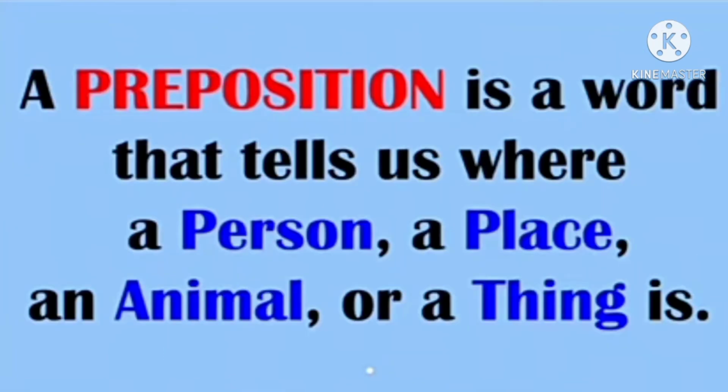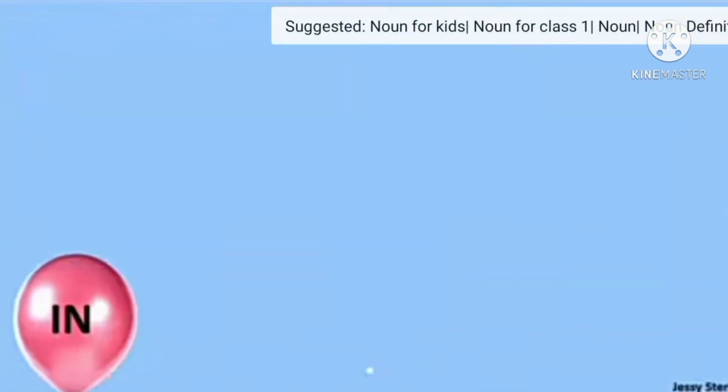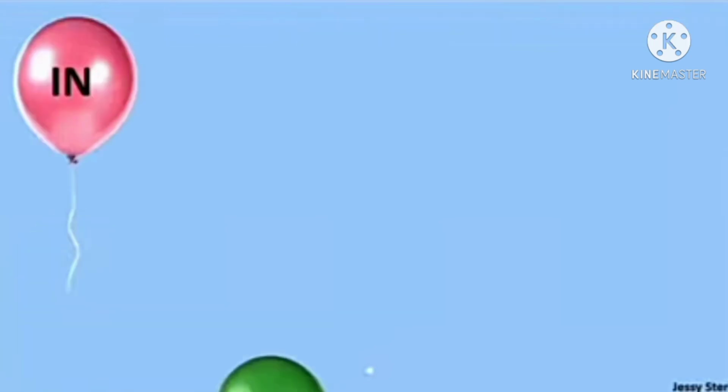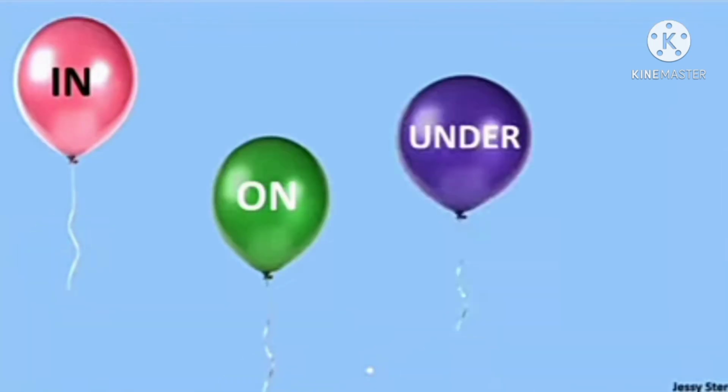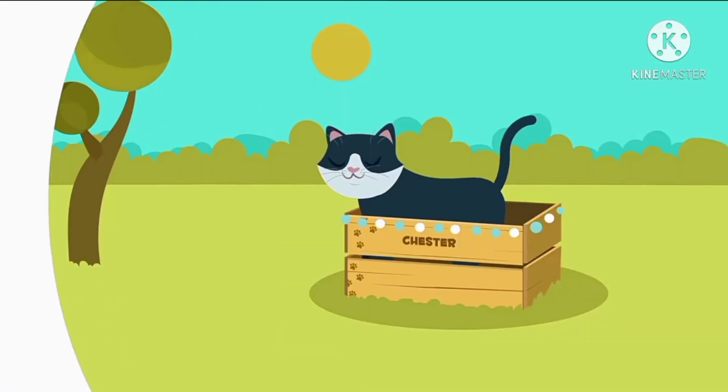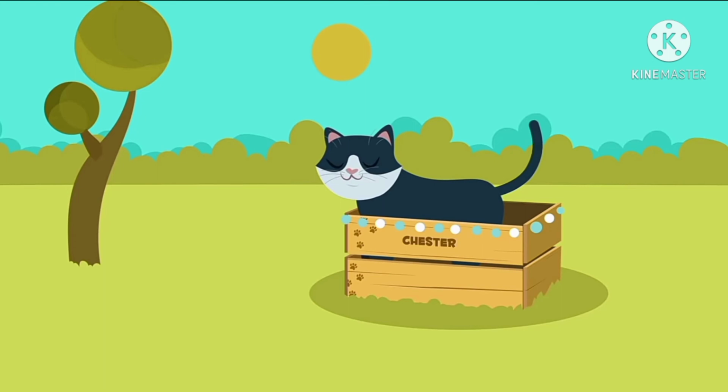Children, a preposition is a word that tells us where a person, a place, an animal, or a thing is. For example, in, on, under, near are the common prepositions. Children, let us do an exercise on prepositions.